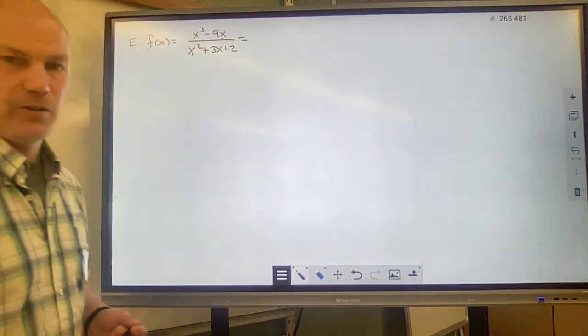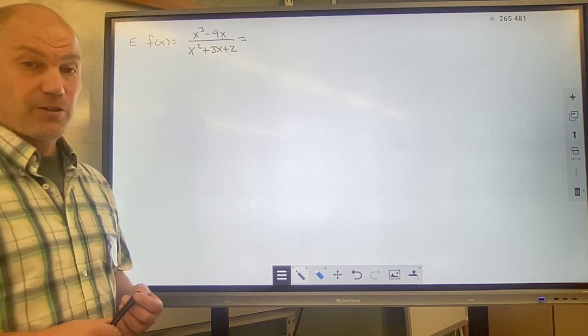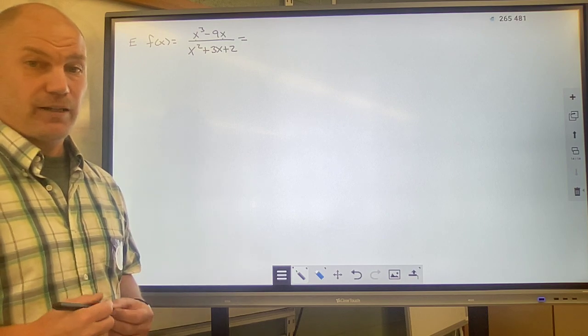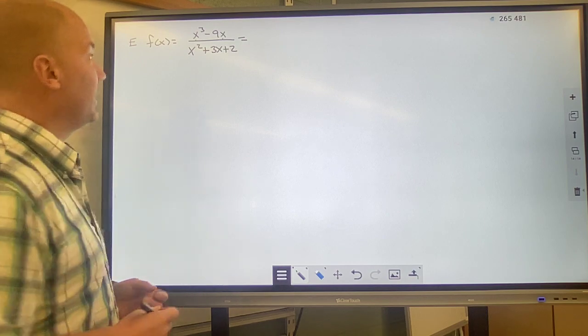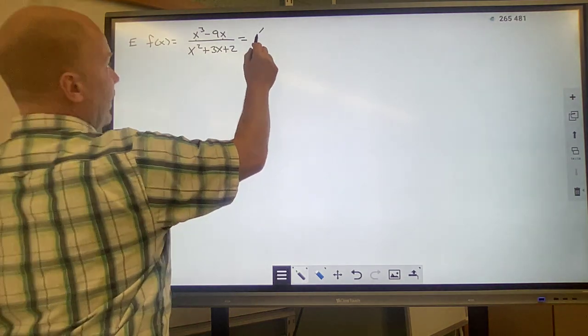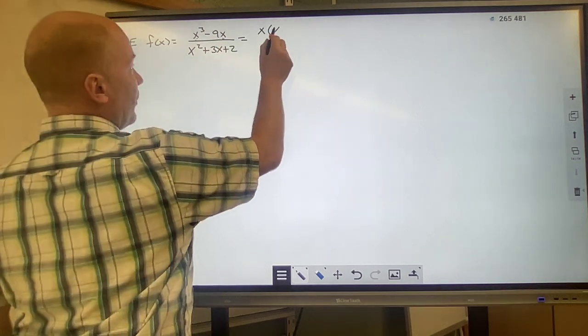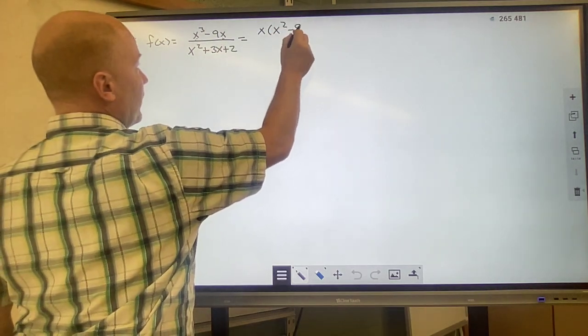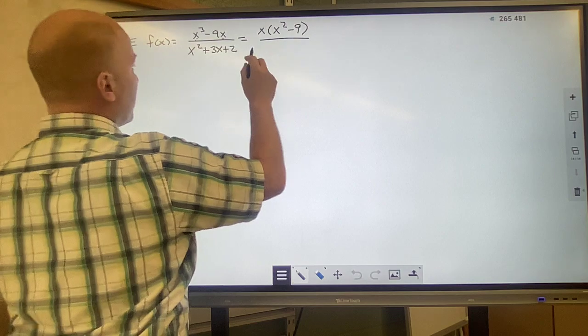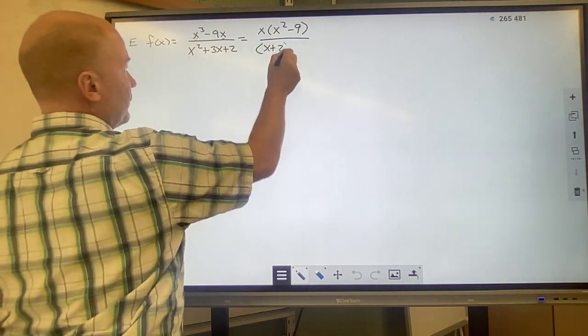So here is the solution to problem E. This is the first one that doesn't have one of every element. So we know that we need to factor the numerator and denominator, and out of the numerator I can factor in x, that's what I see as common, so I'm left with x squared minus 9 on the numerator, and the denominator is x plus 2 and x plus 1.